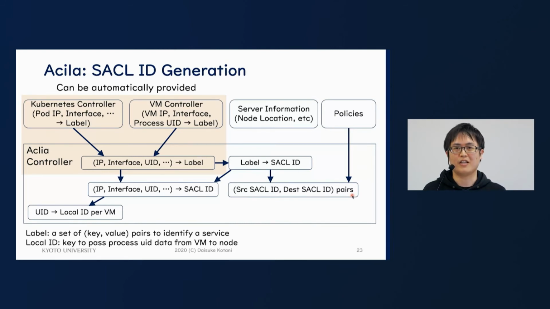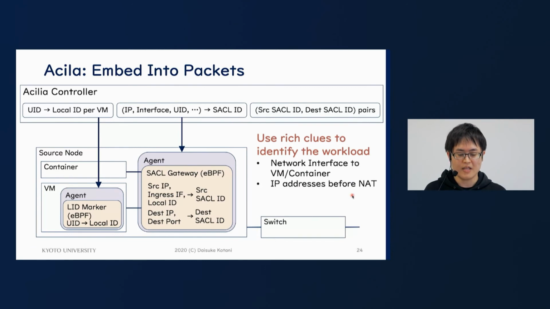So the next step is to embed these into packets or use it for packet filtering. And we can do this in various places again. So when embedding this information into packets, you can install an agent in VM. You could create a temporary local ID from process UIDs and embed that into packets. We will do that in the VM.